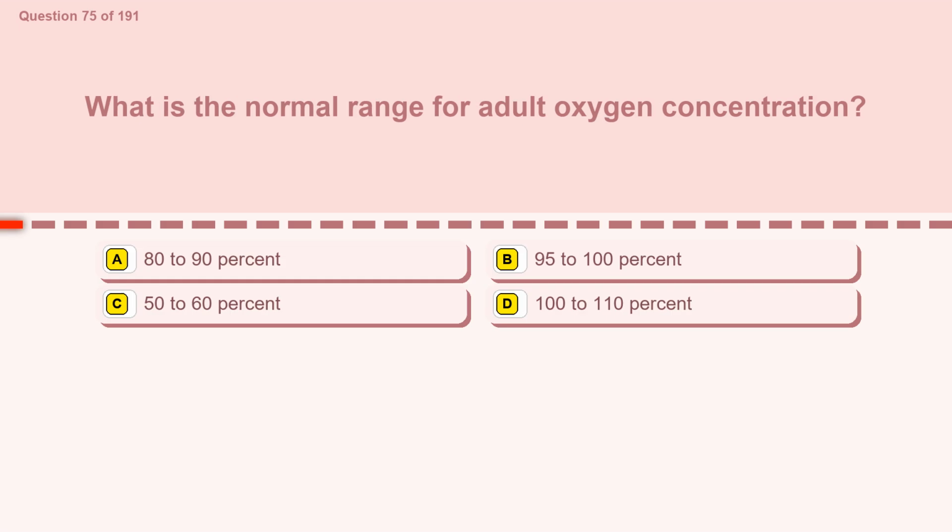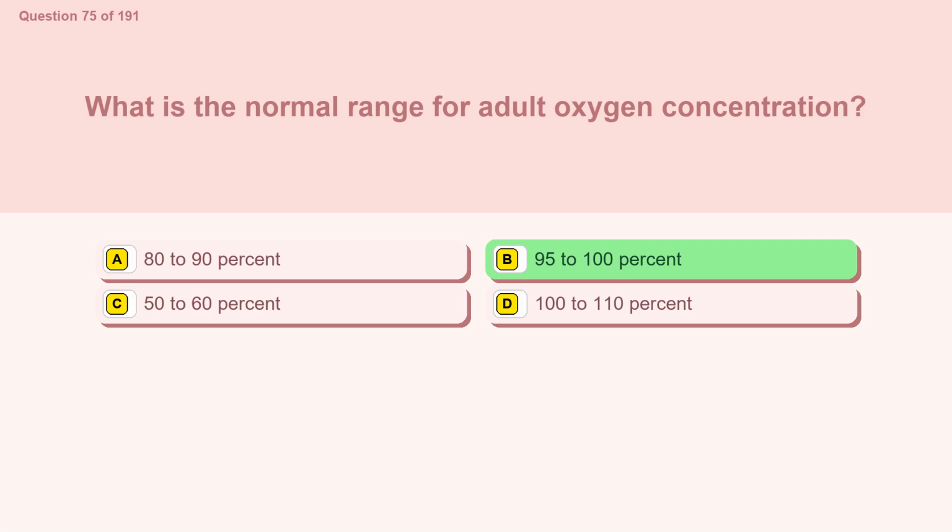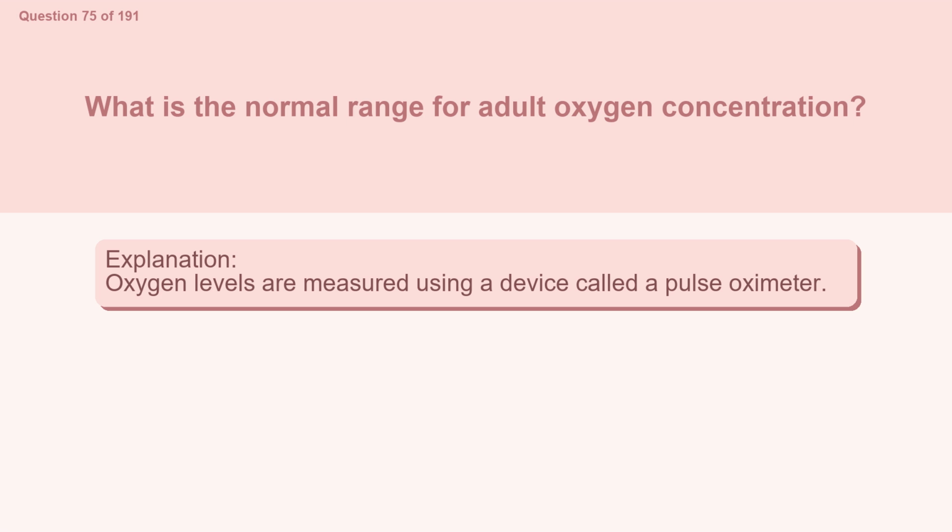Question 75. What is the normal range for adult oxygen concentration? Option A, 80 to 90%. Option B, 95 to 100%. Option C, 50 to 60%. Option D, 100 to 110%. The correct answer is option B, 95 to 100%. Oxygen levels are measured using a device called a pulse oximeter.